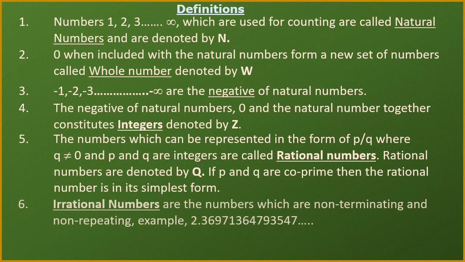Let's see the next definition, irrational number. Irrational numbers are those numbers whose decimal value comes as non-terminating and non-repeating. Means for example, if you divide one number by another and it is not possible to divide completely, the answer will come in decimal, and if that decimal is in non-terminating, non-repeating form, we can say that that number is an irrational number.